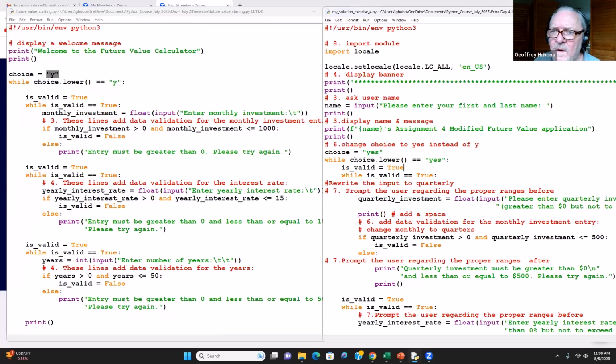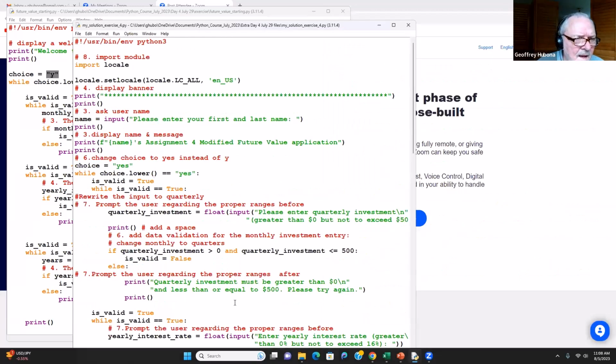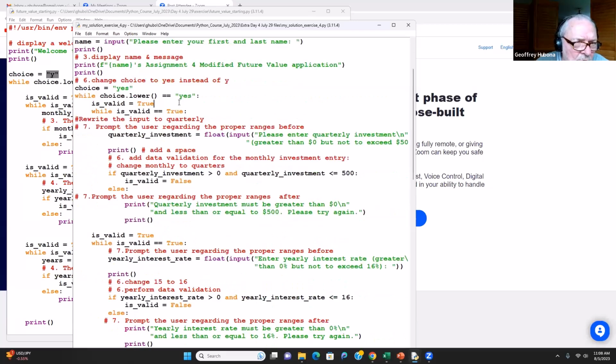Okay, so if we take a look at the code right here, I put documentation. I forget what these numbers correspond to. I think these correspond to the requirements that were listed in the original assignment, but it's good to document blocks of code if they do something in particular. But I use the same while loop, but I code it to yes. And then much of my code is very similar to the original program.